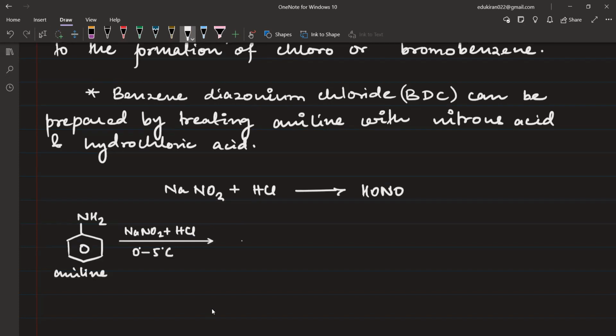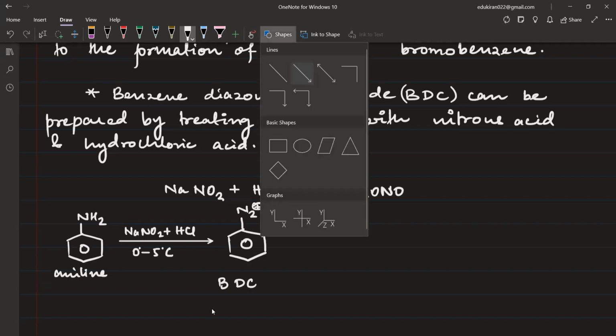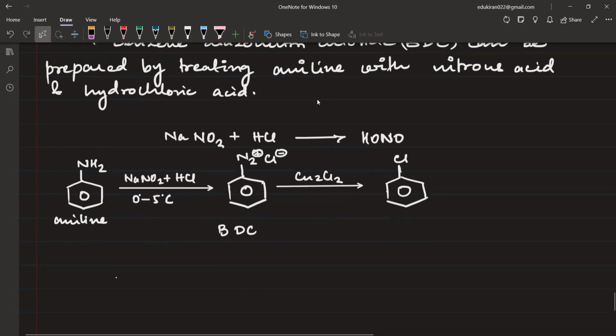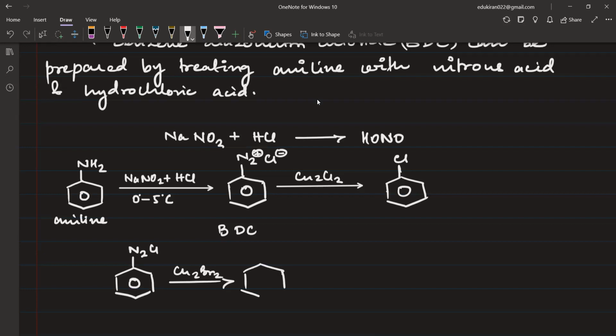Benzene diazonium chloride is something like this. We get here N2 positive, and then Cl negative will be there. And that is why it is also known as benzene diazonium chloride or benzene diazonium salt, BDC. And then we just react this with cuprous chloride or bromide. If you react this with Cu2Cl2, then it is going to give you chlorobenzene. And if you have the same benzene diazonium chloride and you are reacting this with cuprous bromide, that means Cu2Br2, then you are going to get bromobenzene.